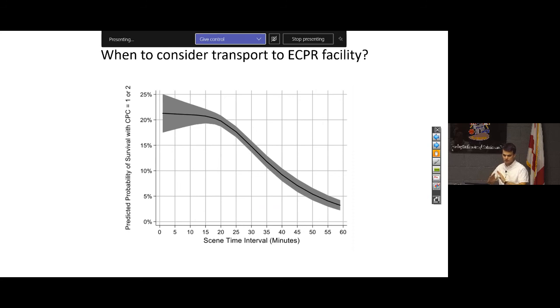I don't want to go down that path, but it seems like 20 minutes is the time frame where patients start to have a pretty big drop-off. But what's pretty remarkable is that even at 60 minutes on here, it's about a 4% survival rate nationally. Again, this is bystander-witnessed arrest, so not all arrests, and this is the CARES database. Is that correct?